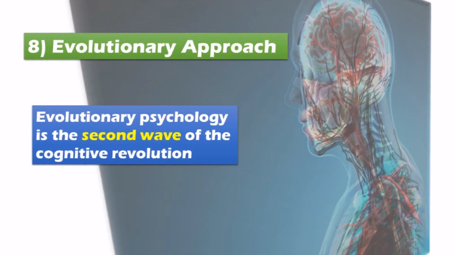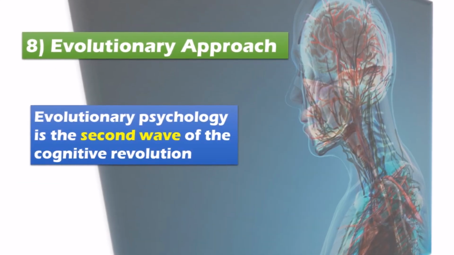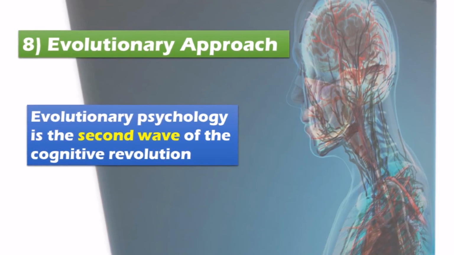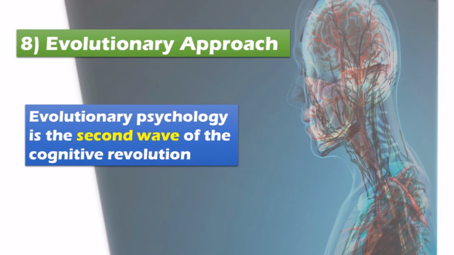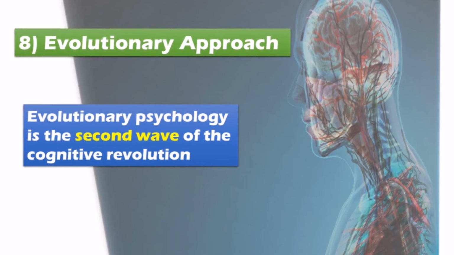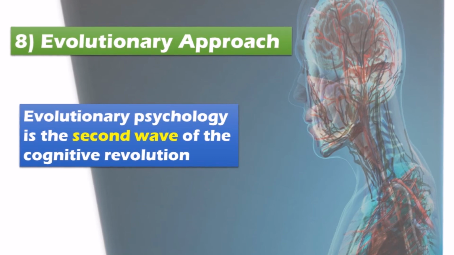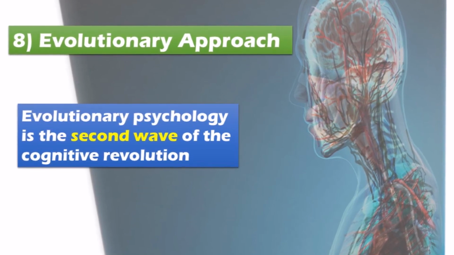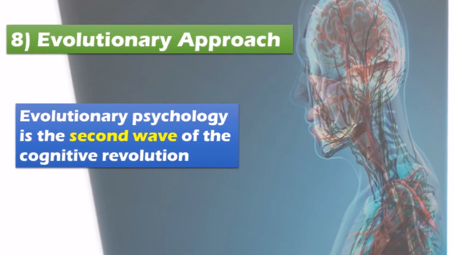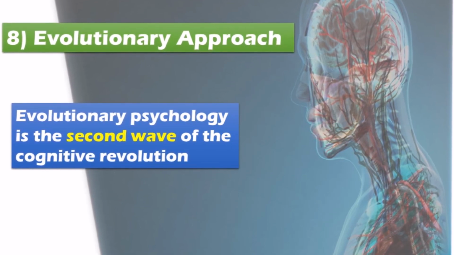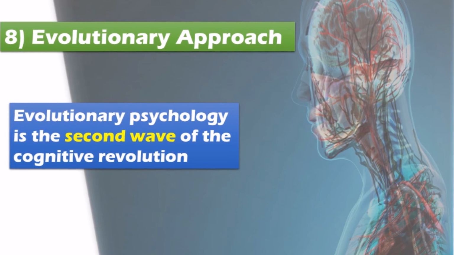8. Evolutionary approach. Evolutionary psychology is the second wave of the cognitive revolution. The first wave focused on computational processes that generate knowledge about the world: perception, attention, categorization, reasoning, learning, and memory. The second wave views the brain as composed of evolved computational systems, engineered by natural selection to use information to adaptively regulate physiology and behavior.